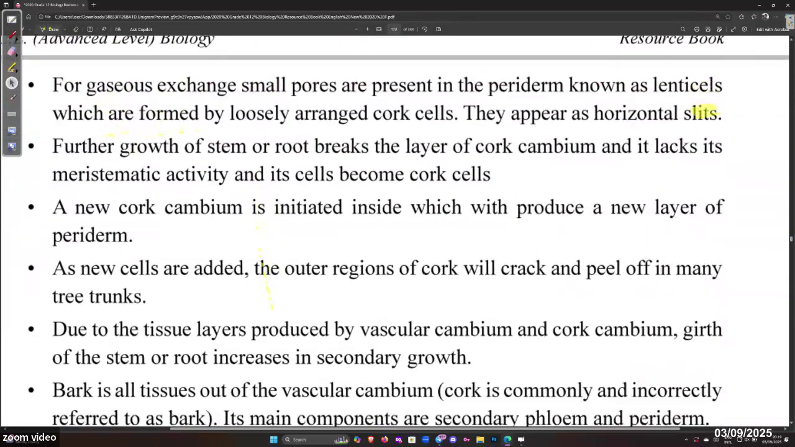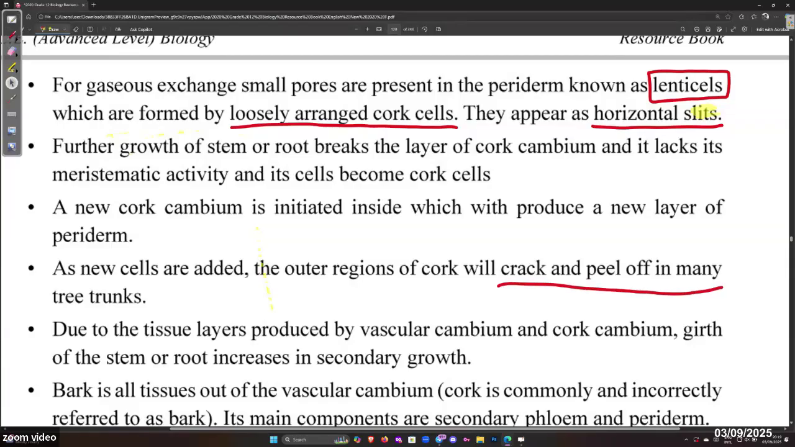For gaseous exchange, small pores are present in the periderm, known as lenticels. We talked about it. Lenticels are formed by loosely arranged cork cells. They appear as horizontal slits. Further growth of the stem or root breaks the layer of cork cambium, and it loses its meristematic activity and becomes cork cells. A new cork cambium is initiated inside, which produces a new layer of periderm. As new cells are added, the outer region of the cork will crack and peel off in many tree trunks.